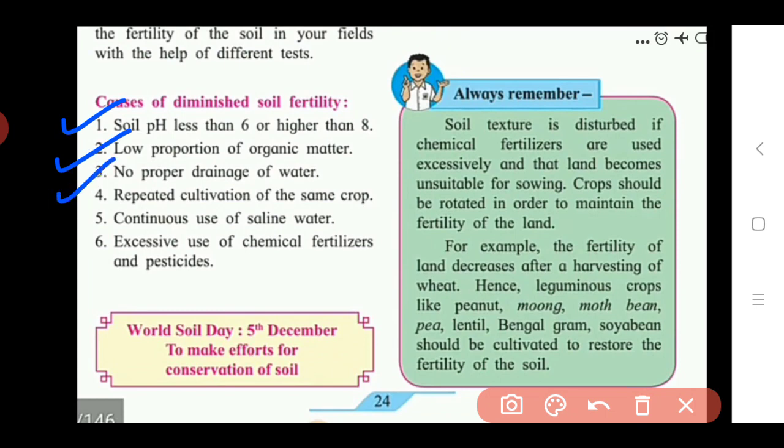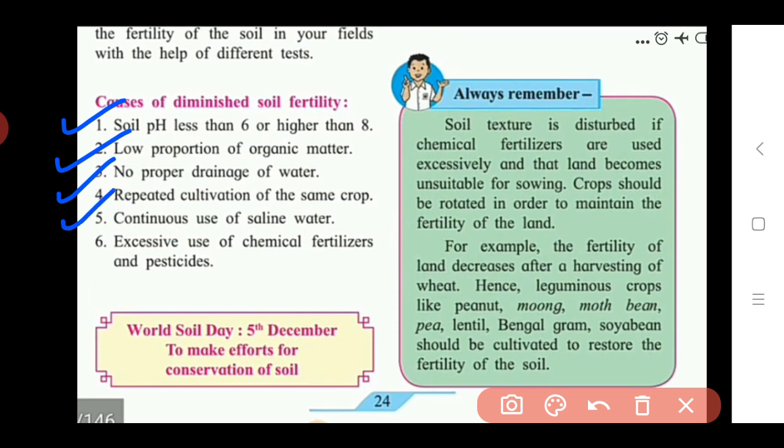Then third one, no proper drainage of water. If the soil particles are very small or very fine like a clay soil, and there are no sand particles, then drainage of water does not easily take place. And if drainage of water does not take place, it also affects the fertility of the soil.